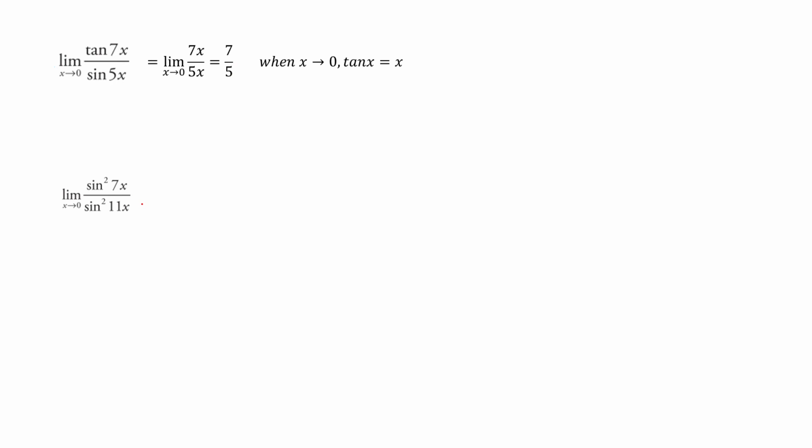And lastly, this example. Sine 7x can be seen as 7x, and squared, right? So squared. And this one is 11x squared when x approaches 0. So it becomes 49 over 121.